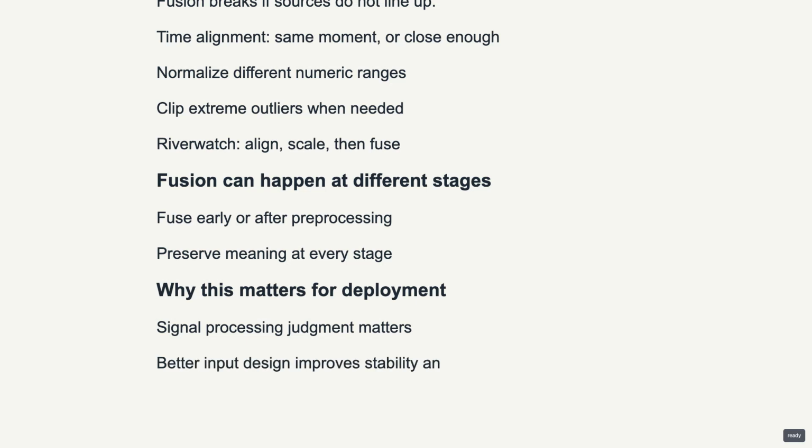The practical lesson is that raw sensor data usually needs shaping before a model can trust it. Better edge systems come from better inputs, and good fusion improves stability as well as accuracy.